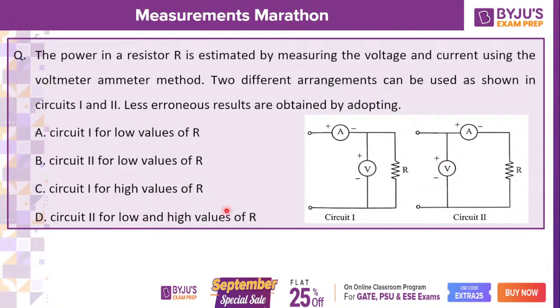Yes, just now we have seen circuit 1, circuit 2. Circuit 1 is AV method. AV method is for what? Just now I said. So remember, if you forget, ammeter internal resistance is low. So you can use it for low resistive loads. Voltmeter internal resistance is high. You can use this for high resistive loads. You remember in that way. Okay. Circuit 1 for low value of R, circuit 2 for high values of R. So only A is matching, so A is the answer.